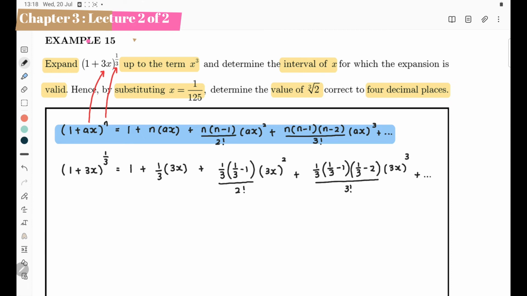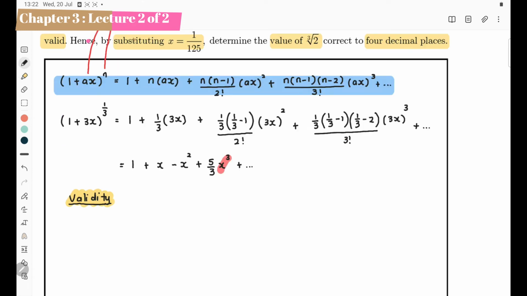Carefully calculate the coefficient of each term. We then get 1 plus x minus x squared plus 5 over 3 x cubed plus so on. Note that the last term in our expansion stops at x cubed because of the instruction to expand up to the term x cubed. Next, for the validity, it is modulus less than 1 and it must be 3x.